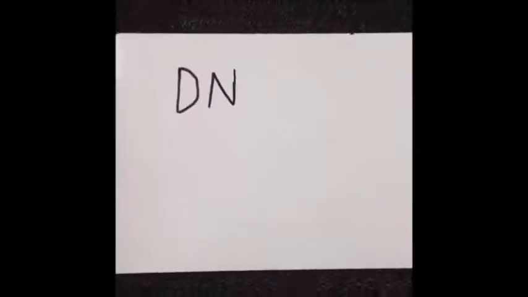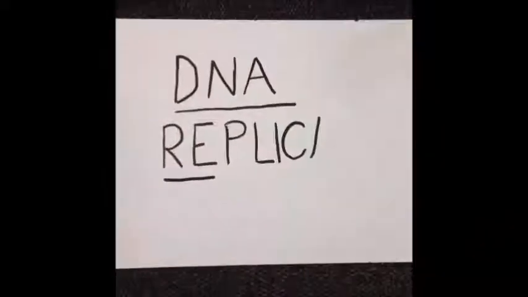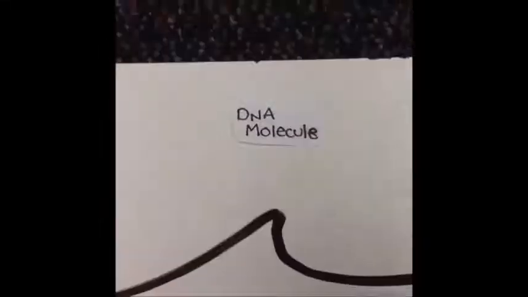DNA replication is the process in which two identical DNA molecules are produced from one original parent DNA molecule. This process occurs in three phases: initiation, elongation, and termination.